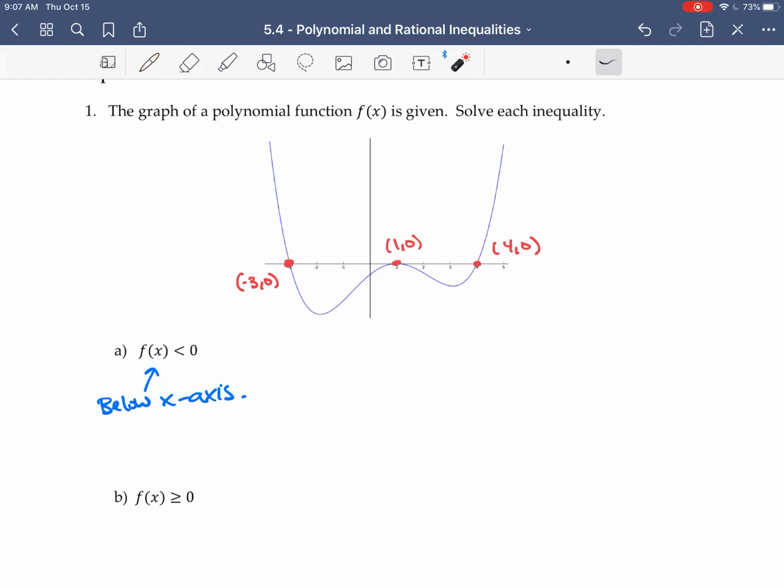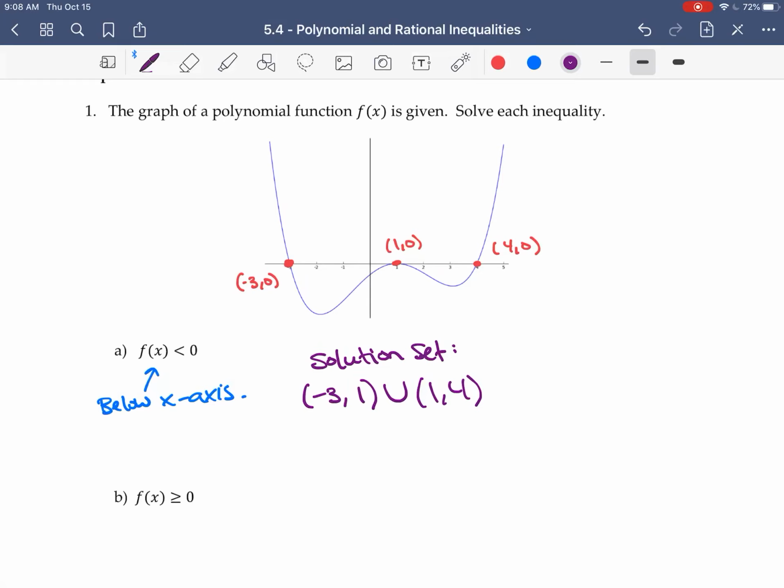Now where we're below is this interval here. At 1 we're equal to 0, so we're not strictly below. And then in this interval here. So our solution in interval notation is -3 to 1, but I can't include 1 because of the strict inequality, and then from 1 until 4, not including any of the endpoints.